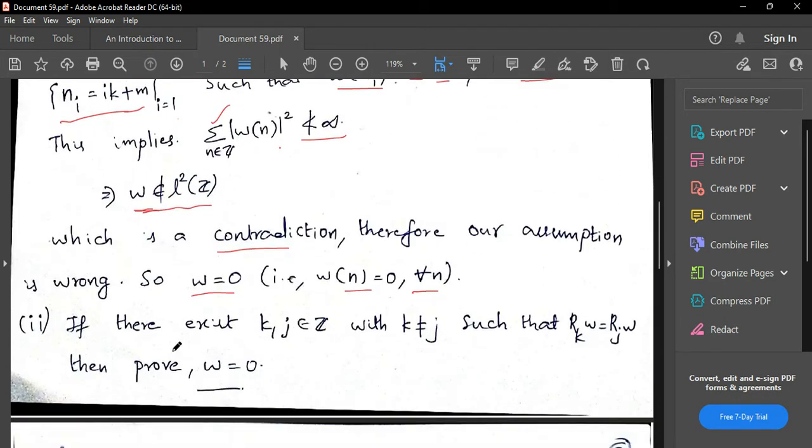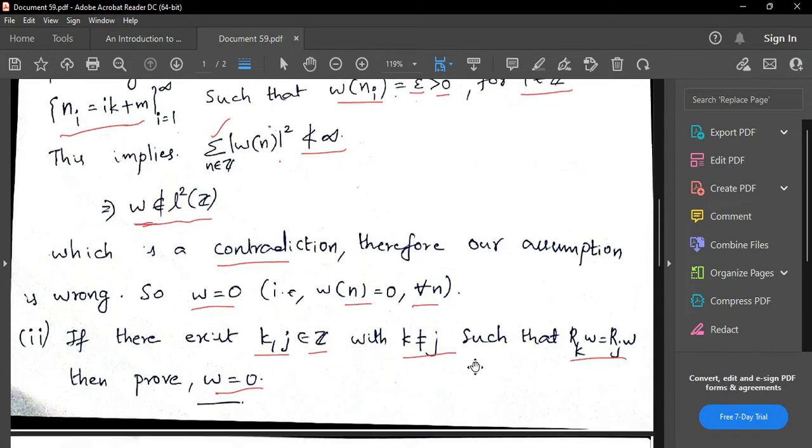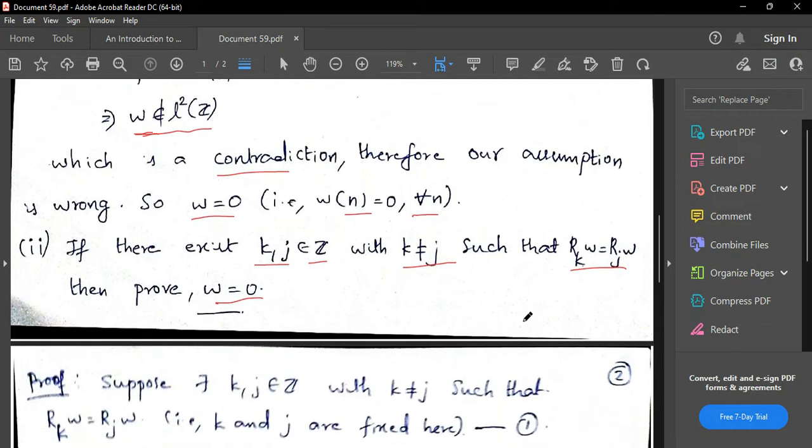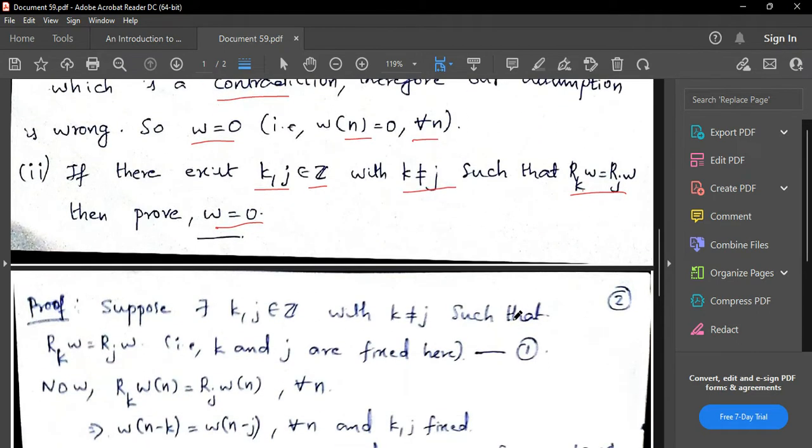So now we will move on to the next result that we needed. If there exist k, j two indices belonging to z such that they are unequal indices such that r_k w is equal to r_j w, then we will prove w is equal to 0. That is, if the indices are distinct, the elements will be distinct. That is the case here. Now, this w will be 0.